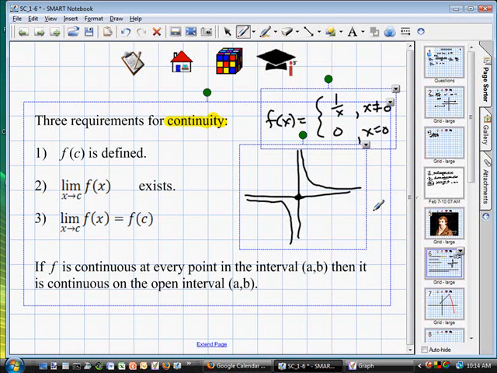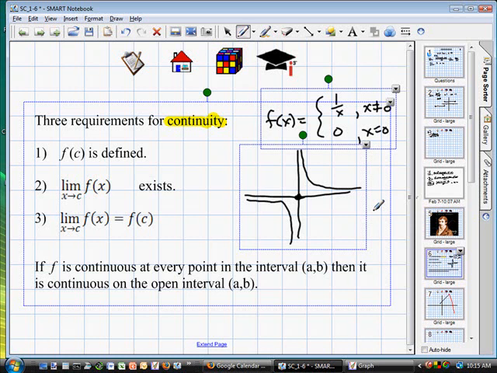If this would have just been like this, y equals 1 over x, this would have failed right away because there's no value at 0, because 1 over 0 is meaningless. But I got around that, a little bit of a cheat, by saying, if it's at 0, then the answer is this. So I got over part 1. f of 0 is defined on mine. It's 0.